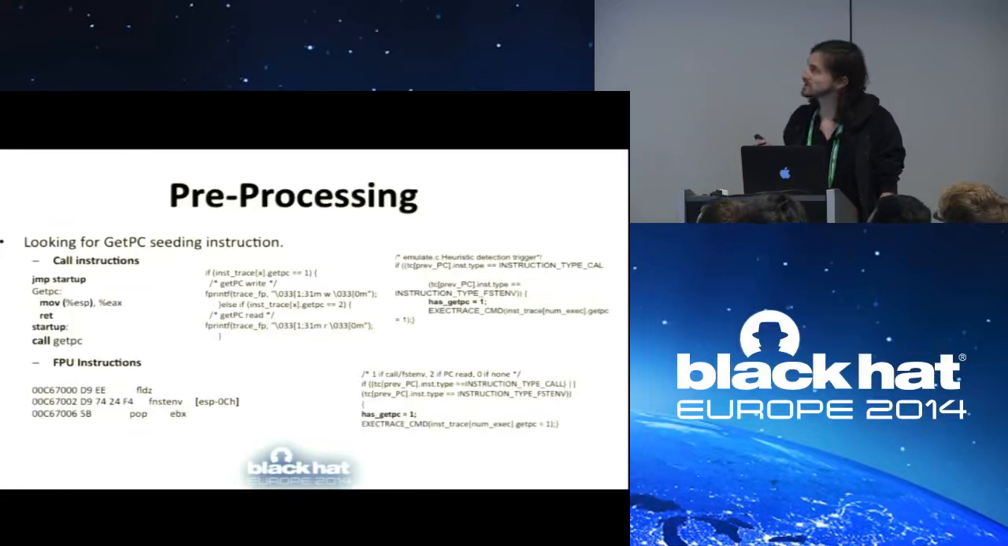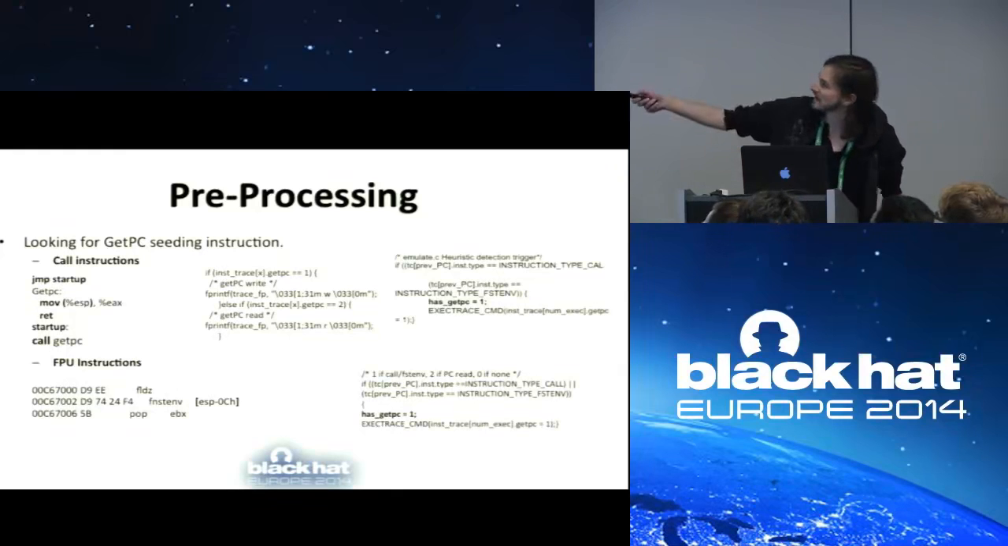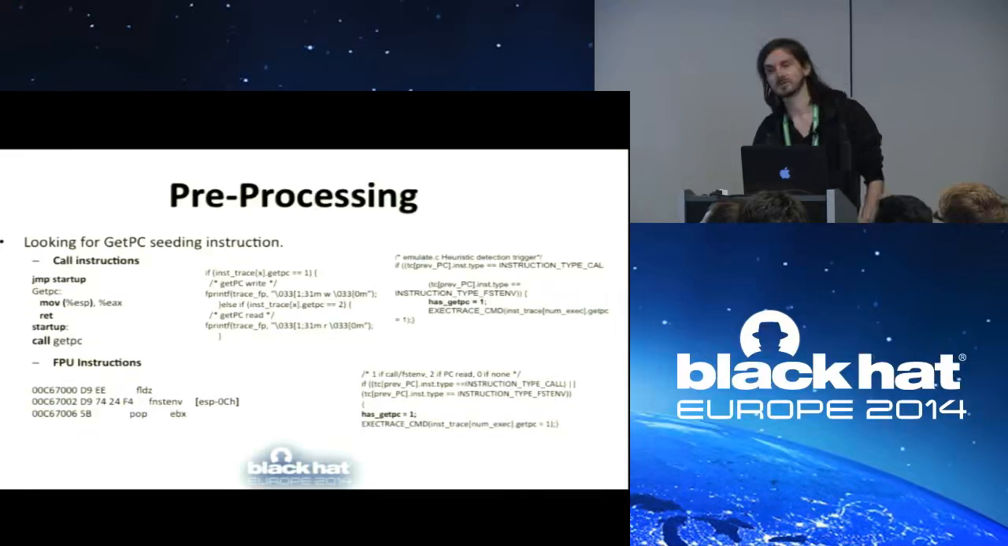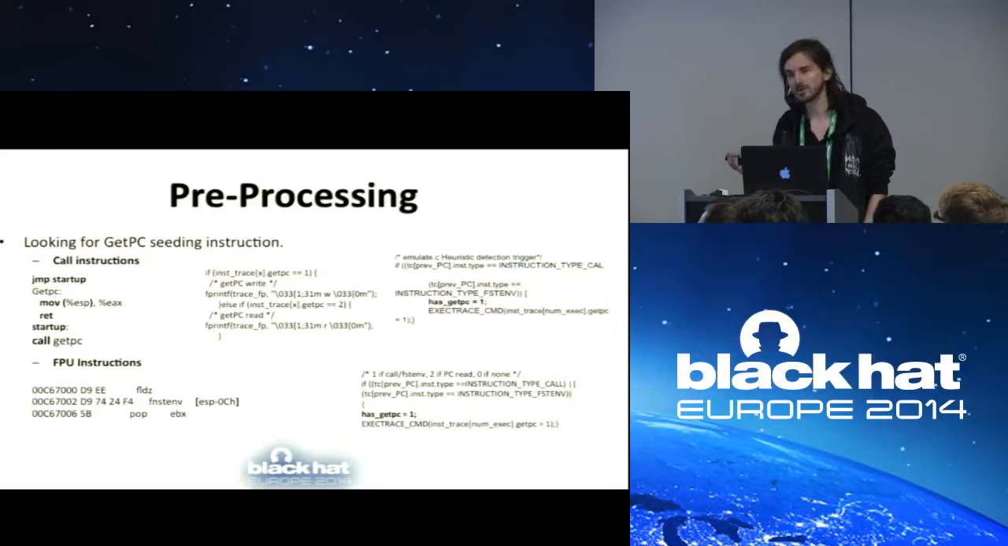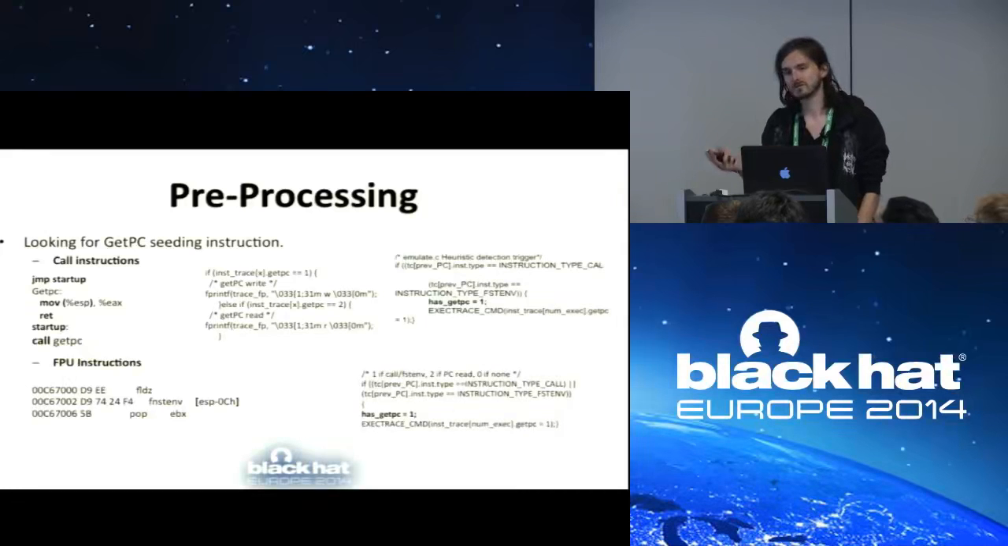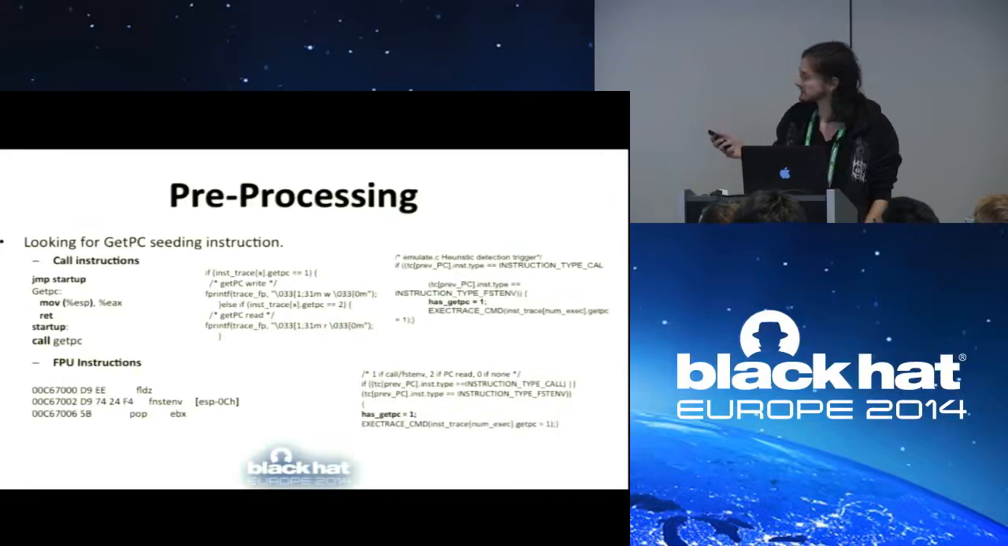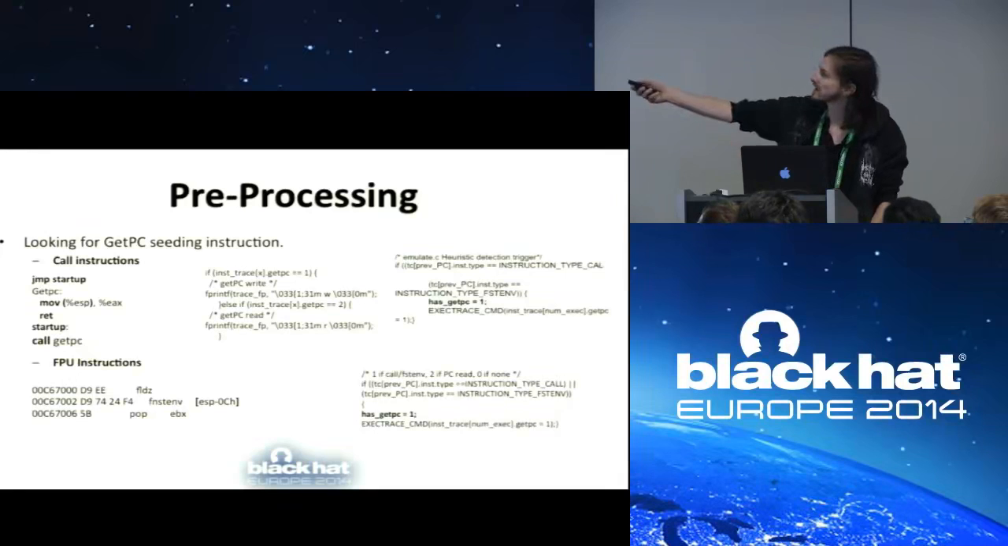Two characteristics of getPC code are usually a call or an FPU store environment instruction, which stores the current program counter somewhere in memory. Once these instructions are detected within a network stream, it considers the network stream a potential candidate and skips to the emulation step.